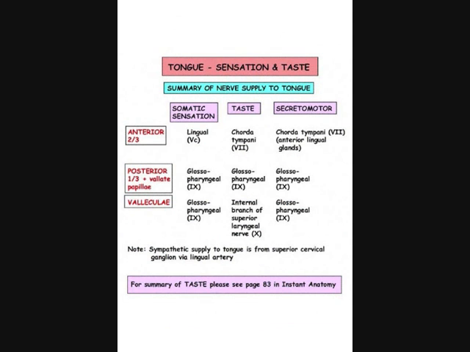Now let's turn to the tongue. It's classically and usefully divided into an anterior 2/3 and a 1/3 posterior. This has important implications from both a developmental point of view and a functional point of view.